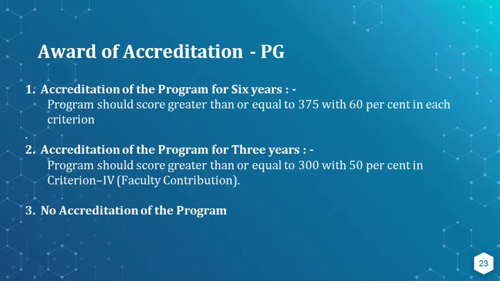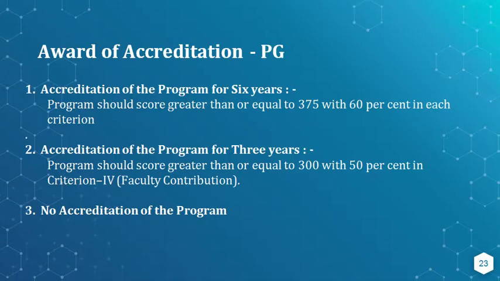Now when it comes to the award of accreditation, the rule they follow is: for 6 years of accreditation, you should score greater than or equal to 375 marks out of 500, and 60% in each criteria. You have to achieve a minimum of 60% in all 6 criteria, and altogether 375 marks out of 500.